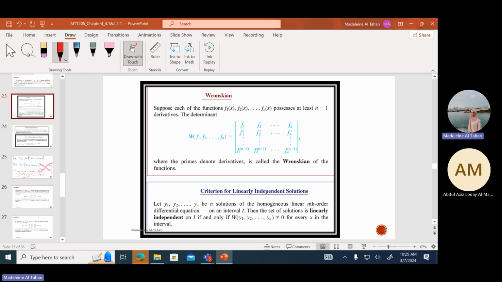Now, why do we need these ones? So we found the Wronskian. If the Wronskian is 0, dependent. If the Wronskian is not 0, independent. What did we say? If we have second order, how many independent solutions should we have? 2. And the general solution will be their linear combination. If we have third order, how many independent should we have? 3. And the general solution will be their linear combination. C1 the first plus C2 the second plus C3 the third.